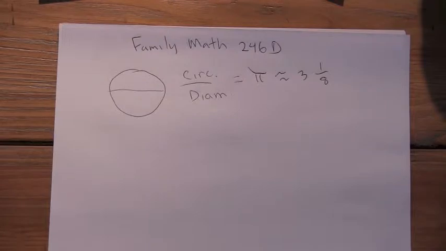Now, do you remember what 1/8 is as a decimal? It's 0.125. Sorry, 1/8 as a decimal is 0.125. Very good.